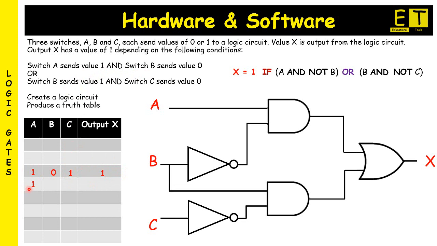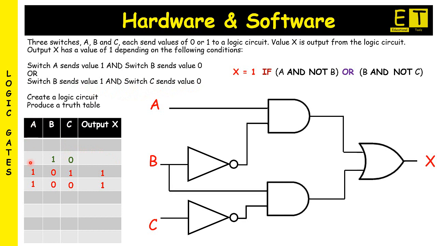On the next condition, it will be again, sends value 1 as input A. Switch B sends a value 0 and input C this time would be a 0. And the output for that should also be 1. The second statement states that switch B sends a value 1. So this time we're looking at input B column. So it sends a value 1 and switch C sends a value 0. So input C should be a 0 for the output to be 1.